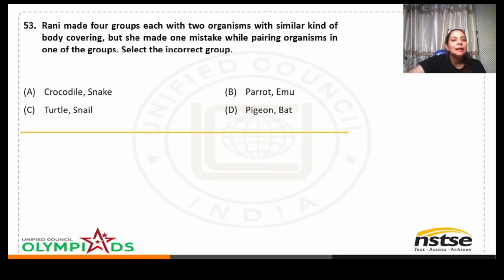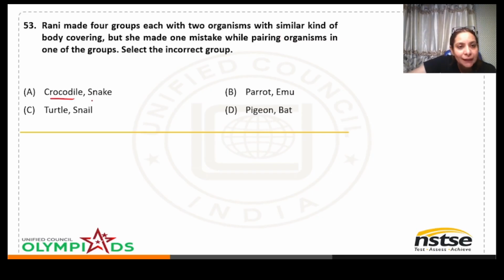Next question. Rani made 4 groups each with 2 organisms with similar kind of body covering, but she made one mistake while preparing organisms in one of the groups. Select the incorrect group. So 4 groups have been made and she tried to put organisms together which have the same body covering.